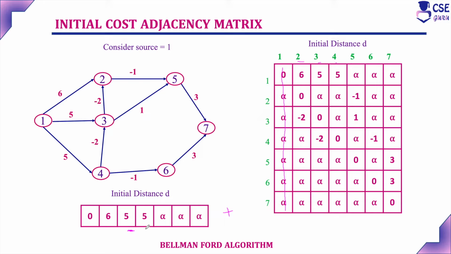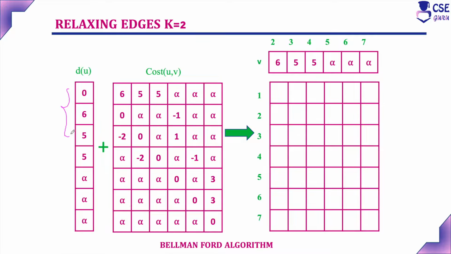Now, we will continue the next iteration with this initial shortest path, which is what we got in the previous iteration. And this is the cost matrix for the vertices 2, 3, 4, 5, 6 and 7, excluding vertex 1. Now add this initial distance with the corresponding cost matrix values, and we will get a new cost matrix. So this is relaxing the edges, k equal to 2. So 0 plus 6, we will get 6. 0 plus 5, we will get 5. Again 0 plus 5, the corresponding values we have to add. So 0 plus 5, it is 5.